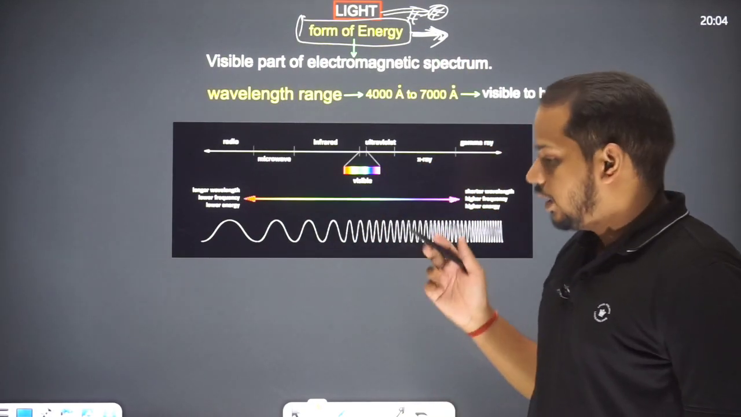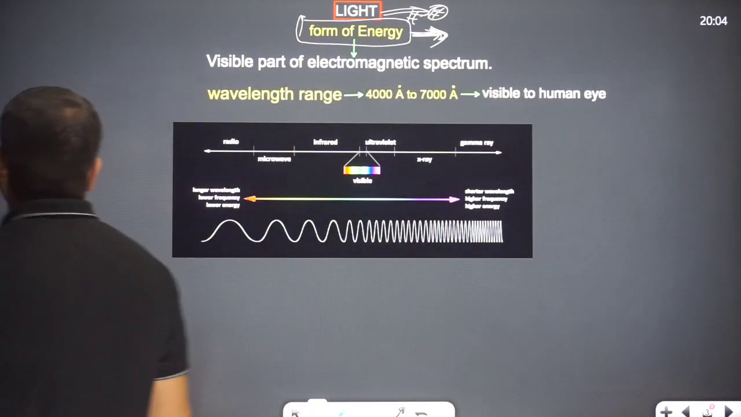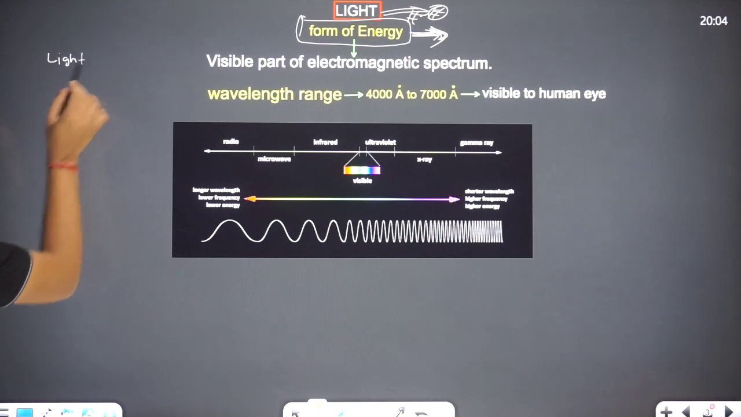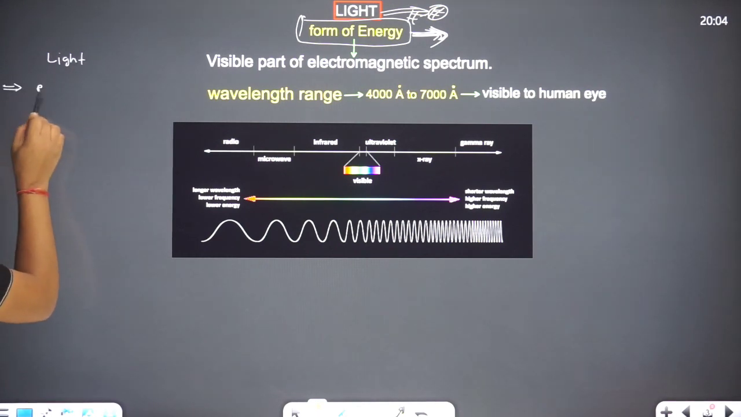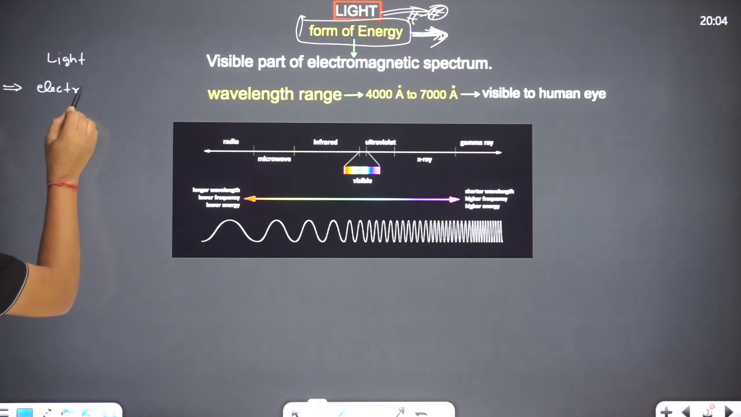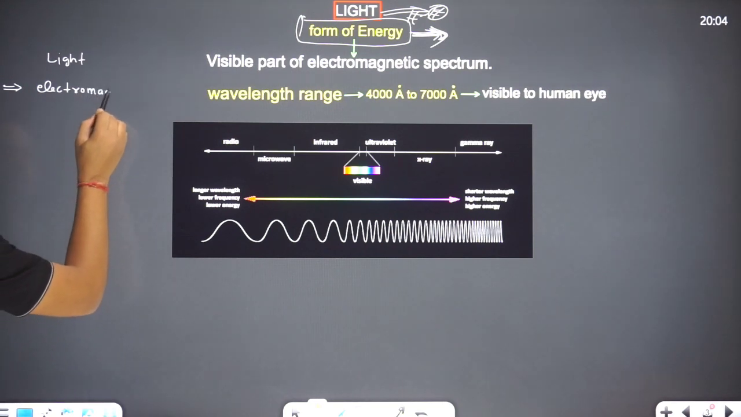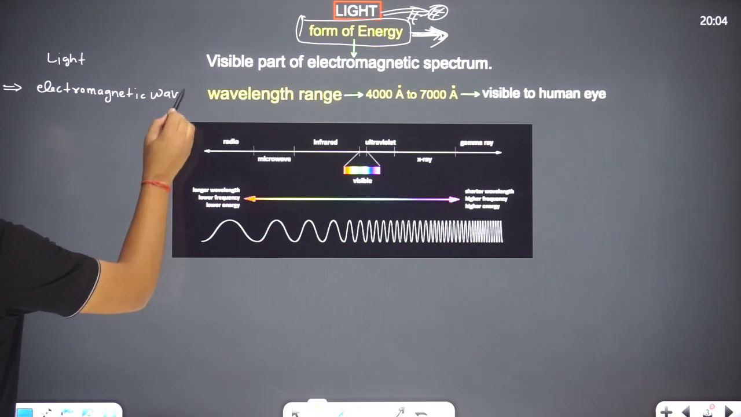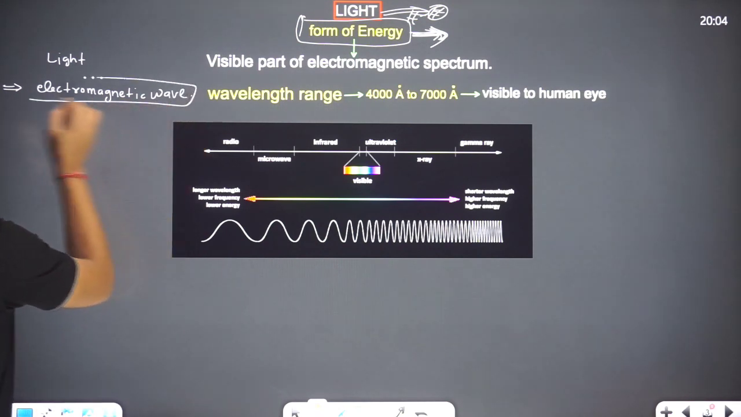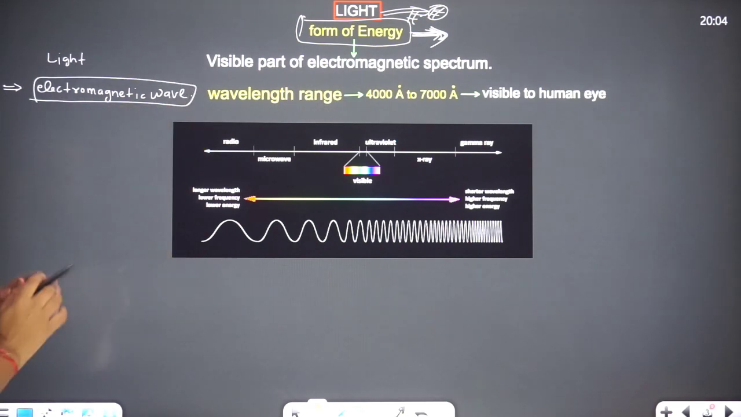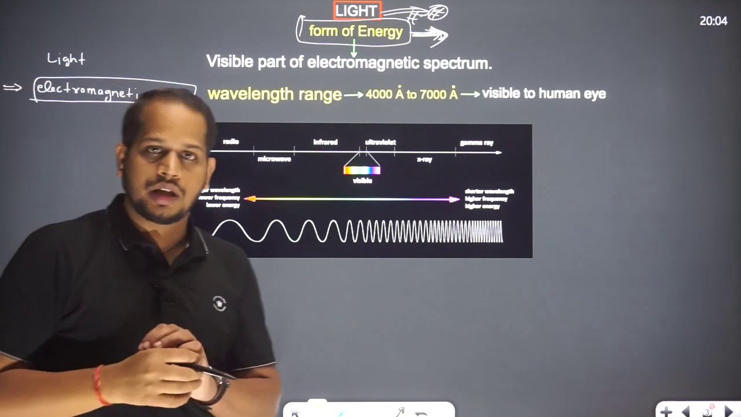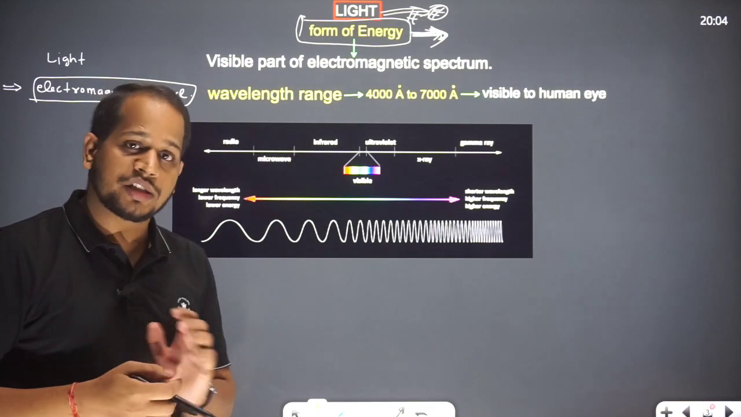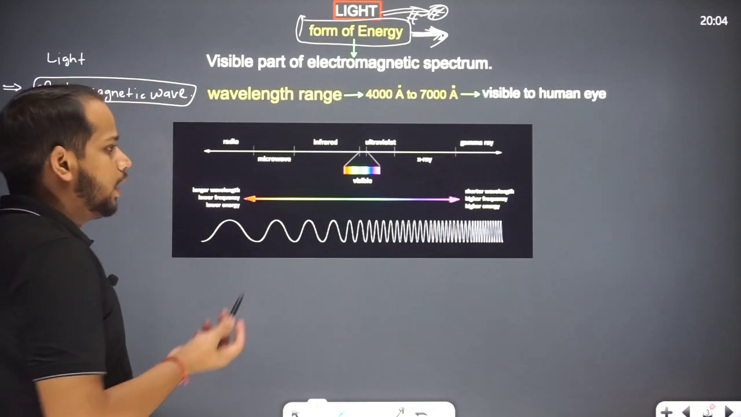Let's see here. In general, if we are discussing the light, we have learned in the previous classes about the light. We know the light is an electromagnetic wave. What is the light? Light is an electromagnetic wave, right? If light is an electromagnetic wave, there is one term that is called electromagnetic spectrum. I hope you know about the spectrum. So light is a part of the electromagnetic spectrum.